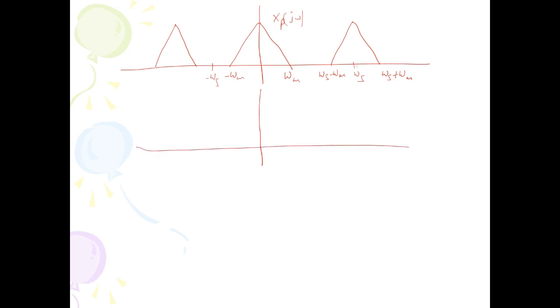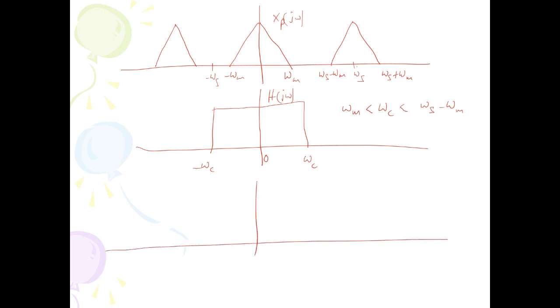Now this spectrum is passed through a filter whose characteristics are like this. This is H of j omega. This is zero. You should have the cutoff frequency here less than omega s minus omega m, and greater than omega m. If we choose a filter with this type of characteristics, at the output we can get back the original signal. This is the reconstructed signal. Once you have reconstructed this shape, by simply applying the inverse Fourier transform, we can get back our original signal. This is possible only with omega s greater than twice omega m, our sampling condition.